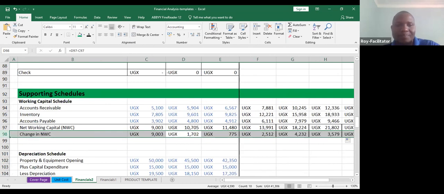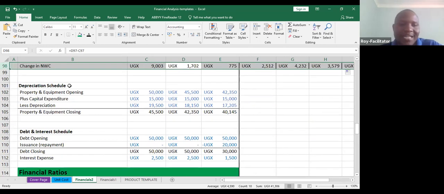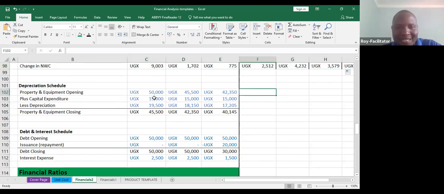Then we go to the depreciation schedule. So what is the depreciation or the property and equipment or the fixed asset schedule? There are several names: depreciation schedule, fixed capital schedule, fixed asset schedule, whatever. Bottom line is it works the same. So I'm going to do property and equipment.